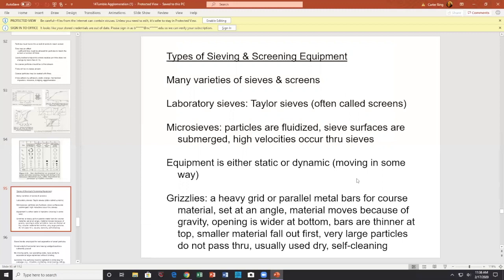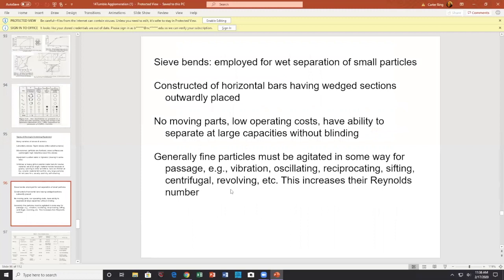Okay. Hopefully the small particles fall out first. The larger particles do not pass through as readily. Usually self-cleaning. Sieves employ wet separation for smaller particles. And again, that increases the Reynolds number and increases the separation. Constructed of horizontal bars, that's what we're talking about, the grizzly. Low cost, no moving parts. Generally, fine particles must be agitated in some way for passage. Vibration, oscillating, sieving. Yeah, there you go.